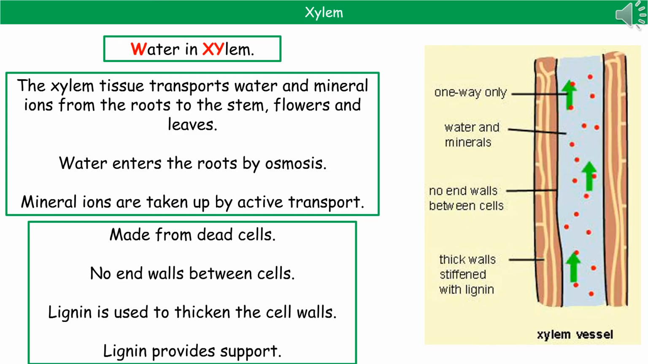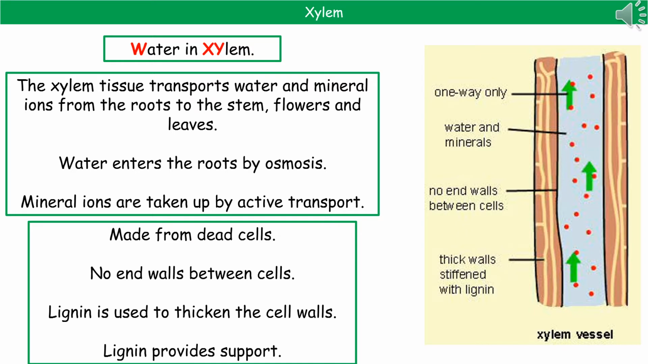The biology blast for today is about plant transport systems. So the first one of these is xylem tissue, and water is transported in xylem, WXY. So the xylem will transport the water and mineral ions from the roots up all through the stem to the flowers and the leaves. Water will enter by osmosis and the mineral ions are taken up by active transport.